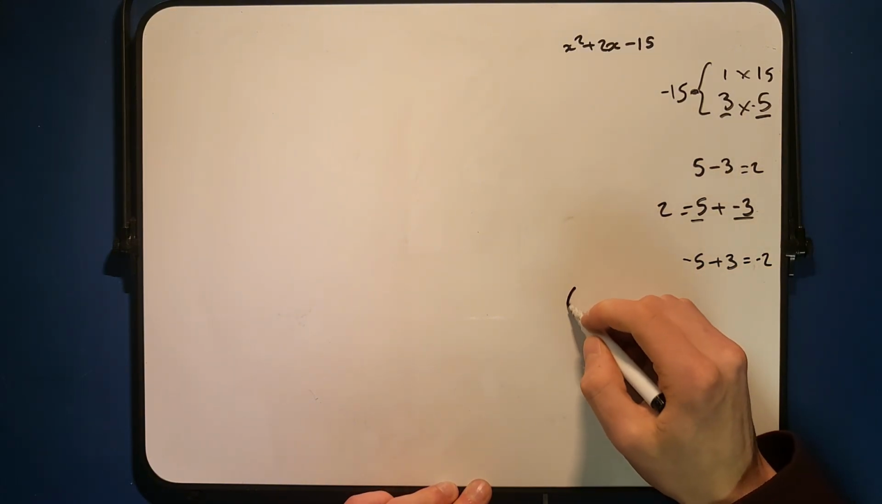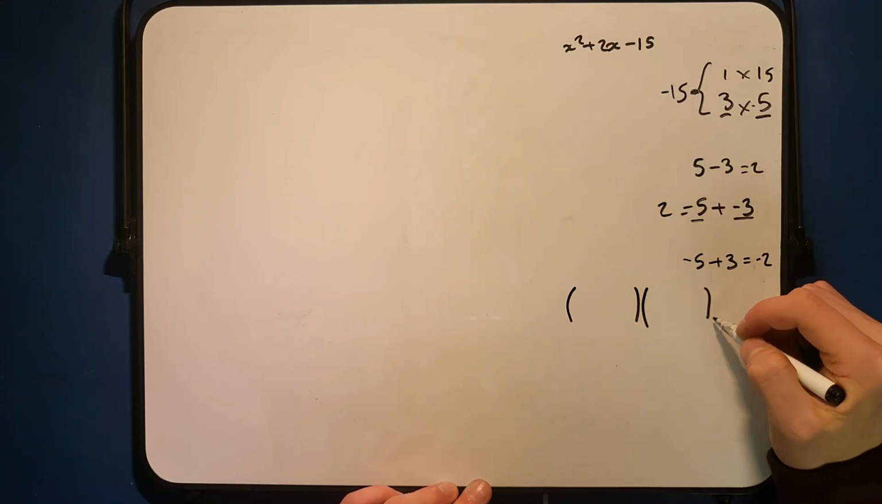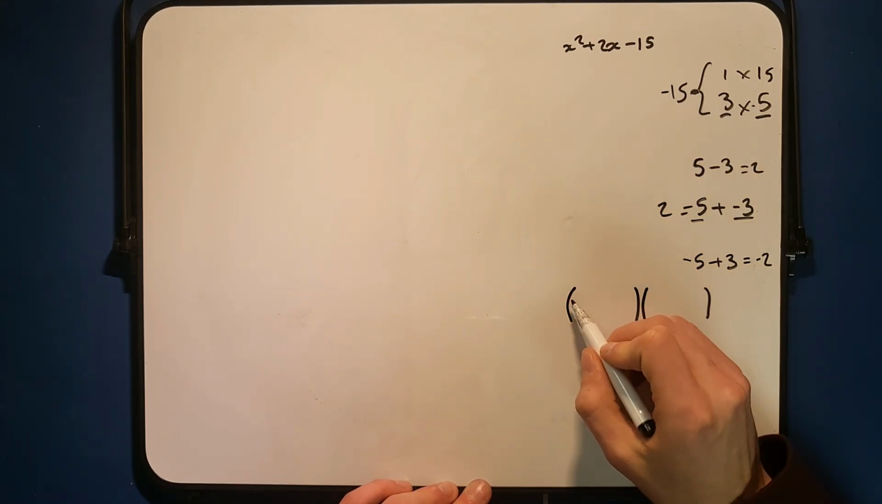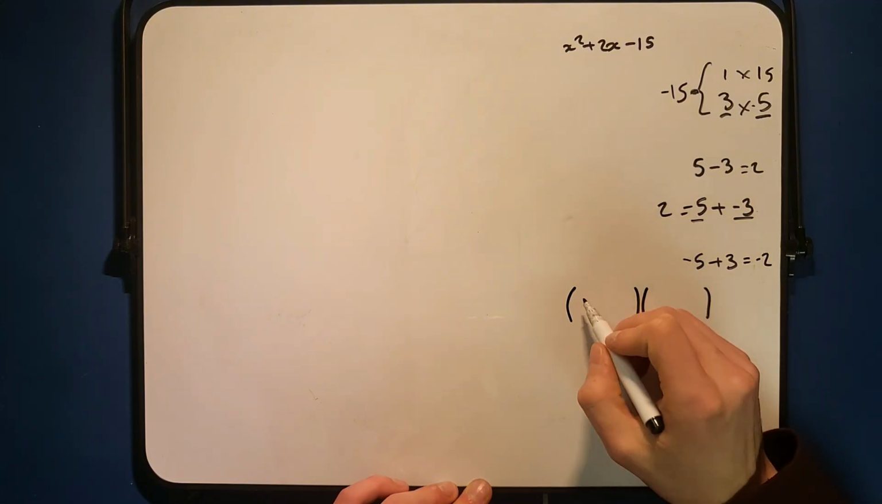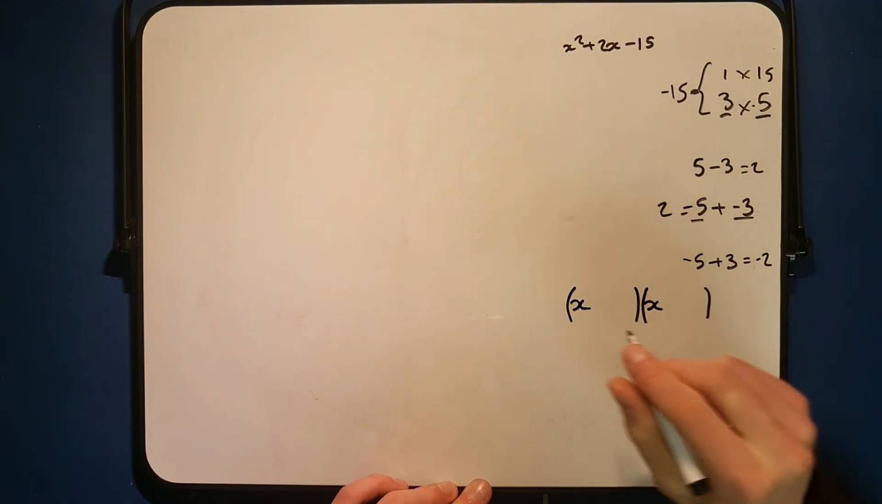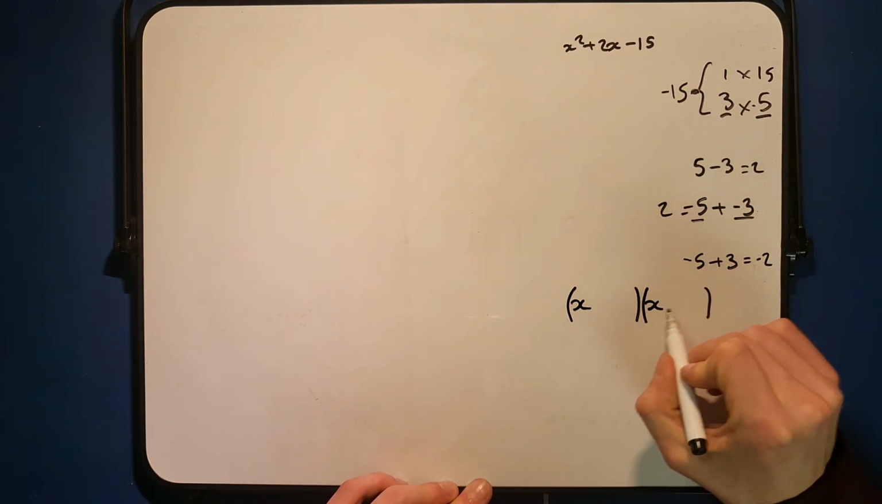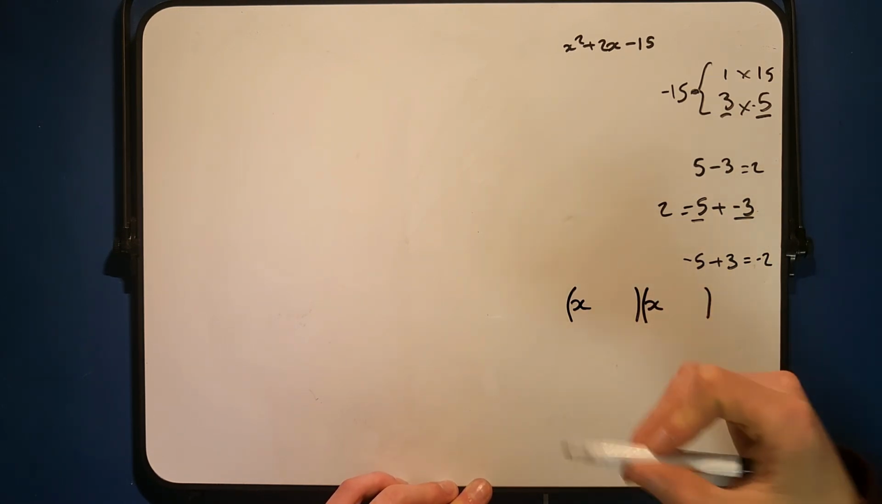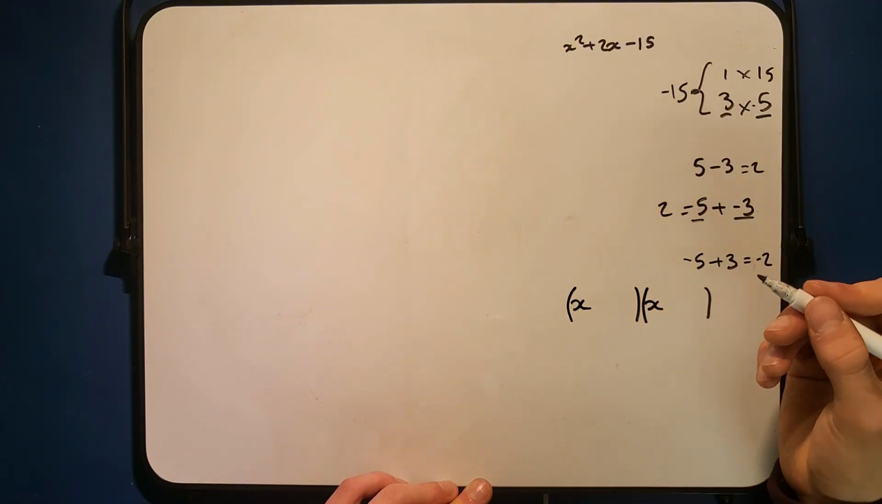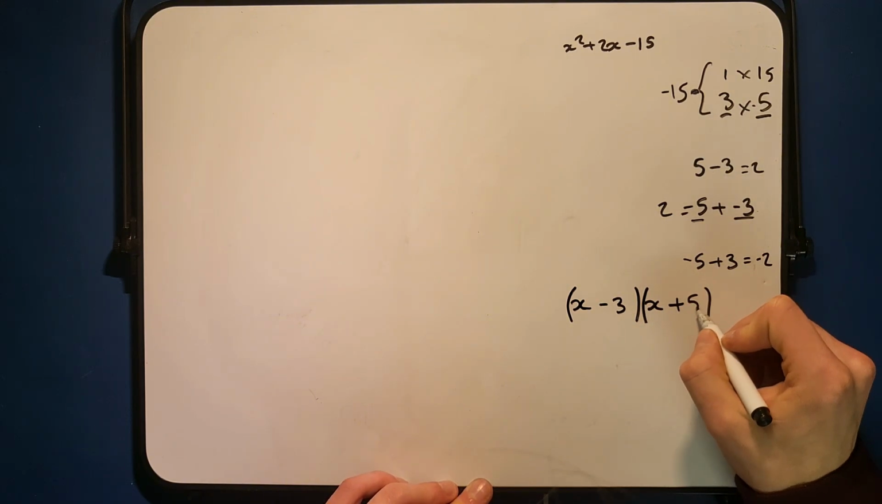So let's write our double bracket once again. Okay, and this is the same in every single quadratic. You always have the x terms right here on the left, and then you're going to write your factors in here. So we're going to have x. It doesn't matter if you put x minus 3 here or here, it will be multiplied anyway. So x minus 3 and x plus 5.